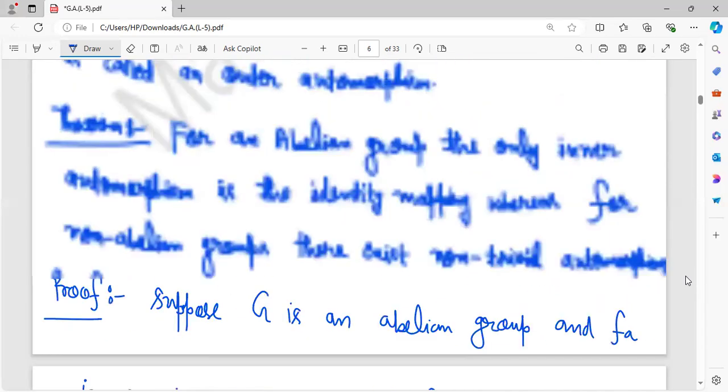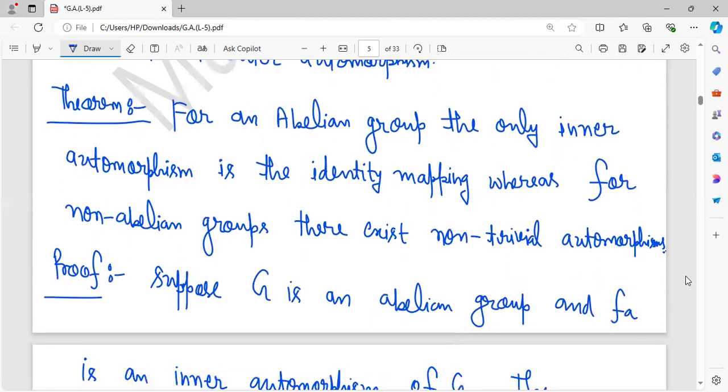Here you can write inner automorphism, because a non-trivial inner automorphism will exist. Inner automorphisms, or you can say automorphism, same thing. So today's lecture is up to this.